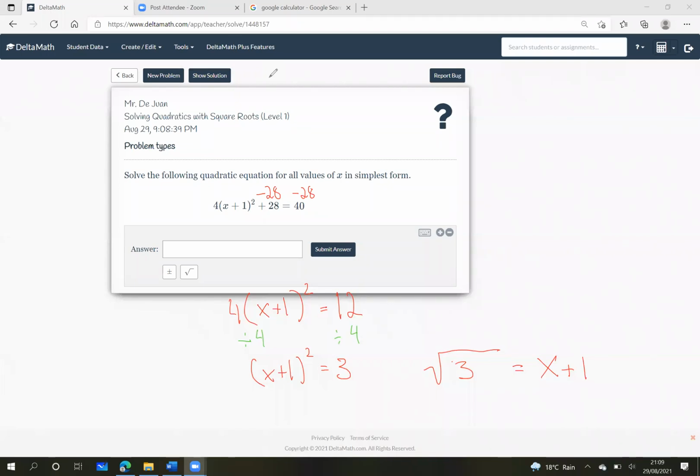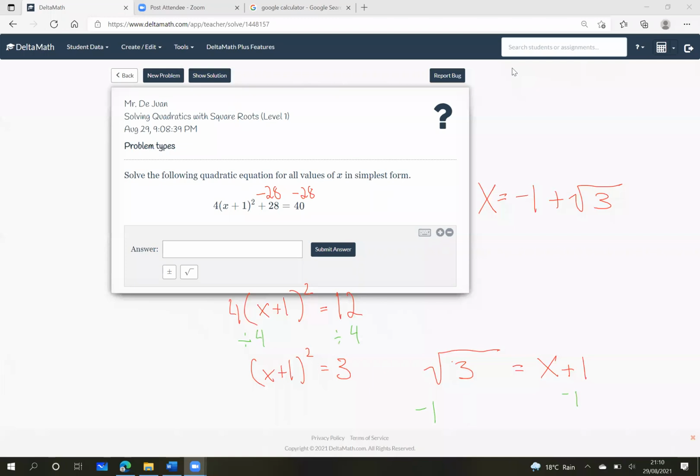Madre mia. Okay. Just a quick reminder, you cannot take the square root until everything is gotten rid of. So there we have the square root of 3 equals x plus 1 minus 1 minus 1. So now we have x. Negative 1 plus the square root of 3 as our final answer.